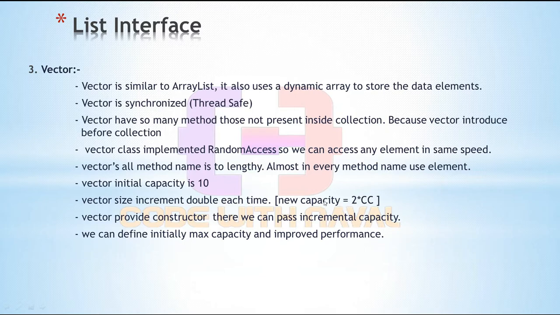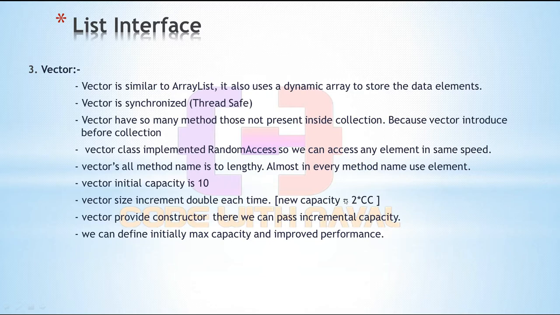Vector provides a constructor where we can pass an incremental capacity. This is a good thing in Vector. By default Vector increments by double each time. If the default capacity of 10 is complete and we try to insert the 11th value, it will simply create a new Vector list with size 20.